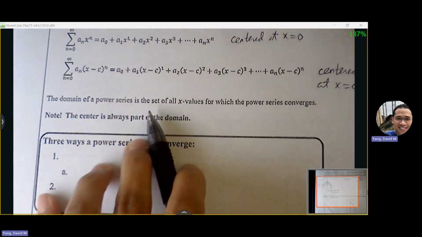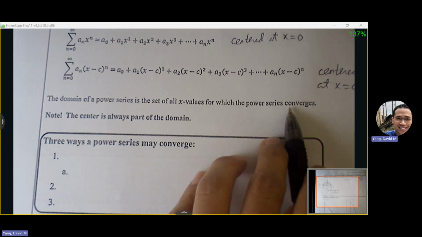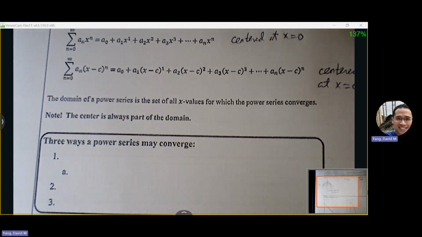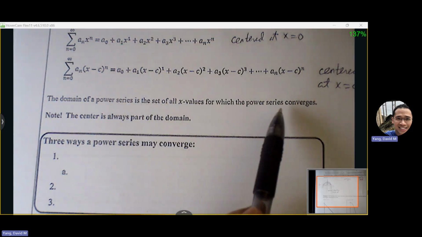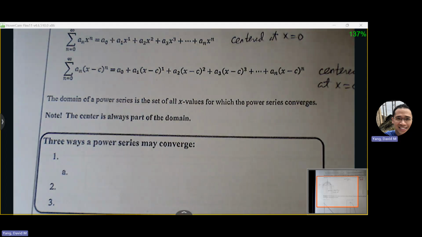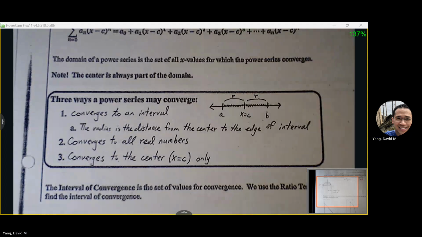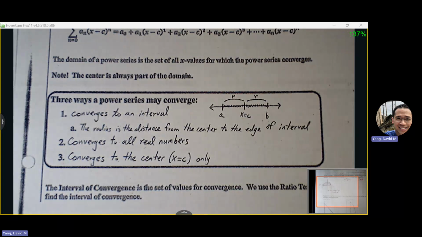Okay, the domain of a power series is the set of all x values for which the power series converges. That means the power series is going to exactly match the value of the series it is trying to mimic. So the center is always a part of the domain. Now, there are 3 ways that a power series may converge. The power series may converge on an interval. This is where the radius is the distance from the center to the edge of the interval.